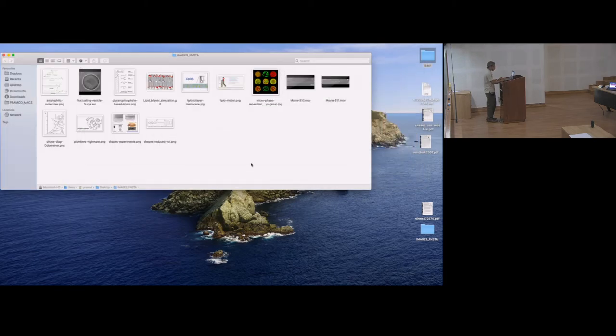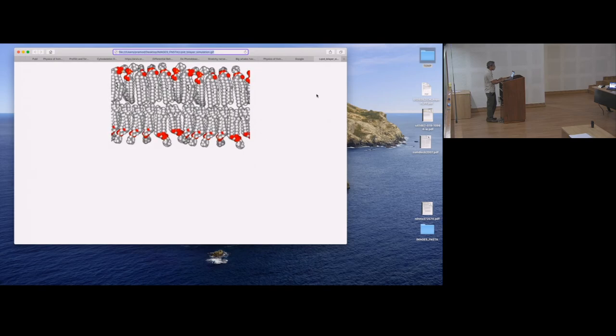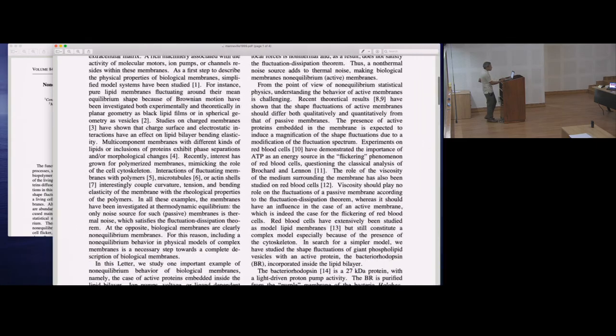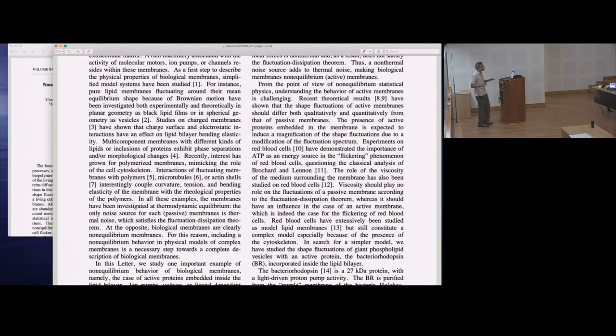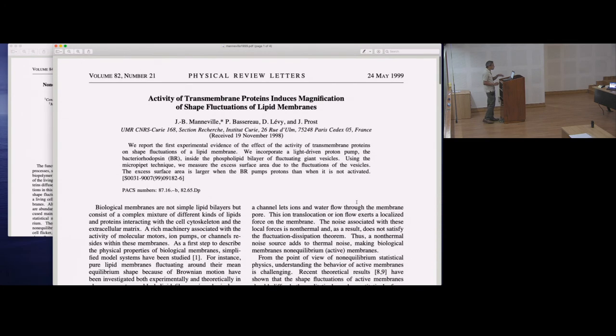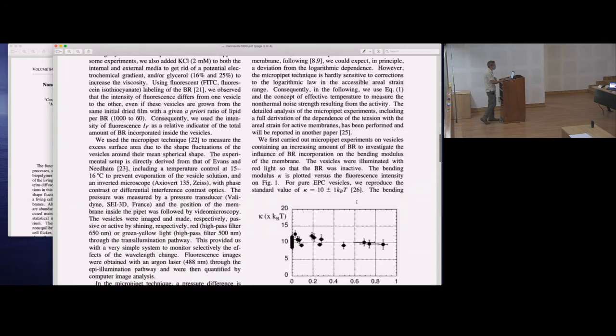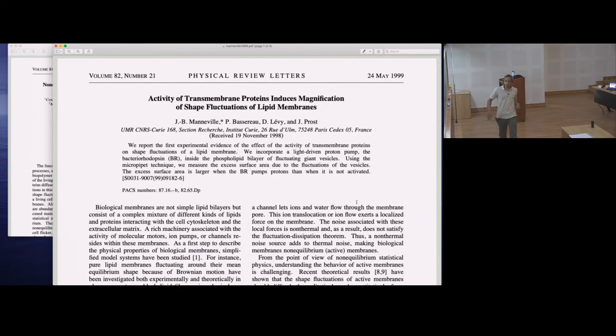Now you can ask, what about if I consider non-equilibrium processes? I will just introduce you to two papers in the next couple of minutes, if that is okay, and then I will stop there. So this is a paper by this group from Institut Curie. What they have done is they have taken a vesicle. There's no picture of the vesicle here. But they have taken a vesicle, and they have put pumps on this vesicle.